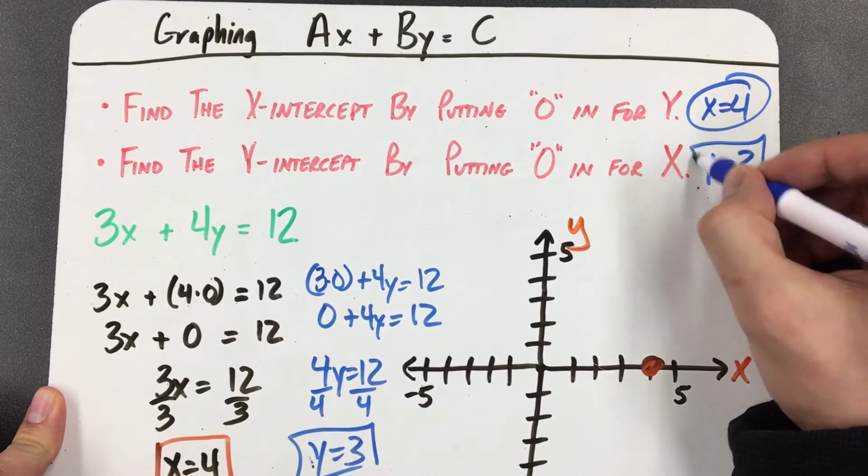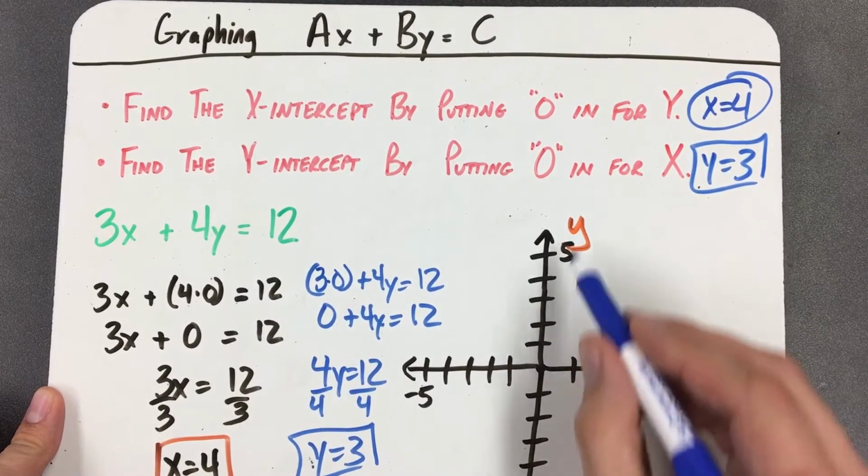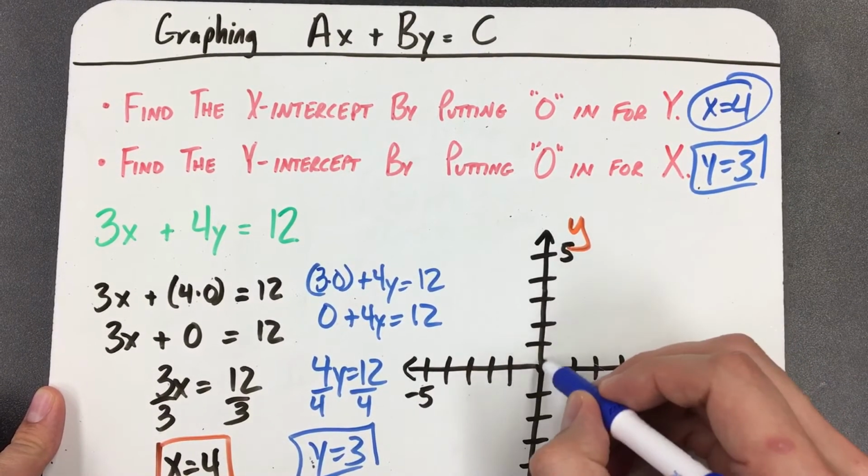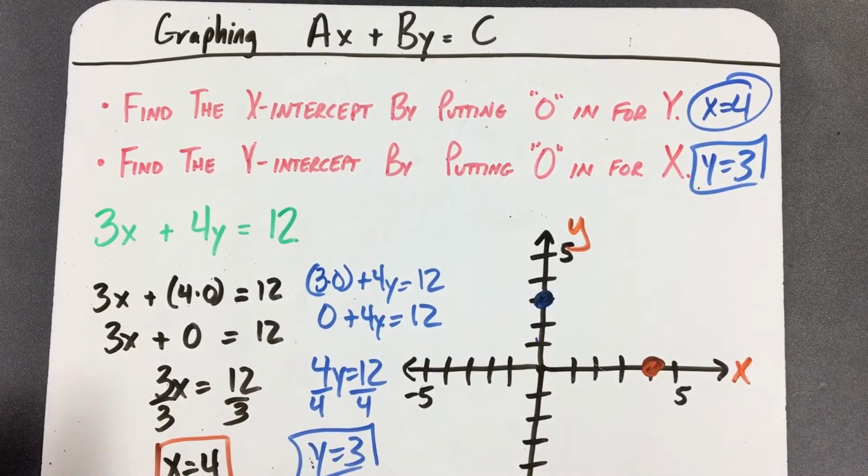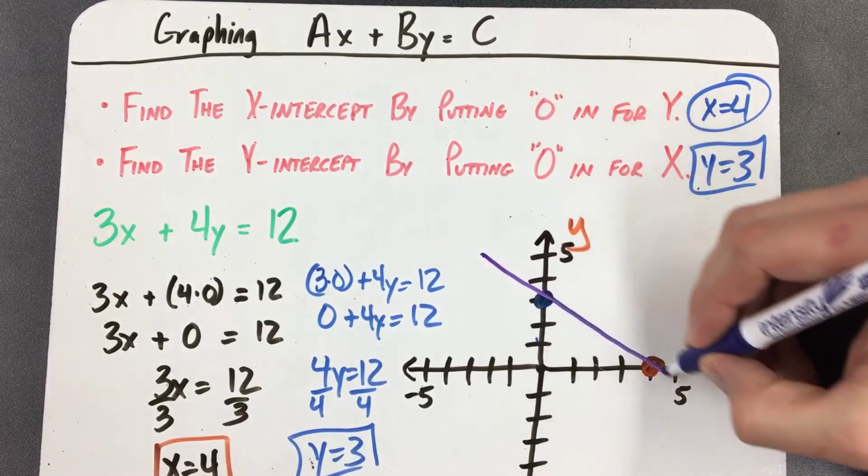The x-intercept is 4. I made it right there. The y-intercept, that's on the y-axis, is 3, positive 3. I'm going to go right here. And guess what you do with those 2 dots? You connect them. Just like this.